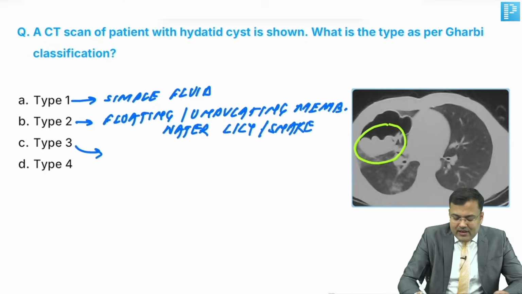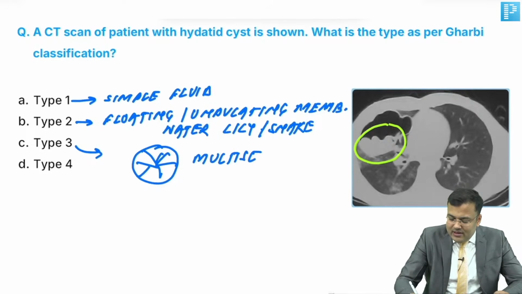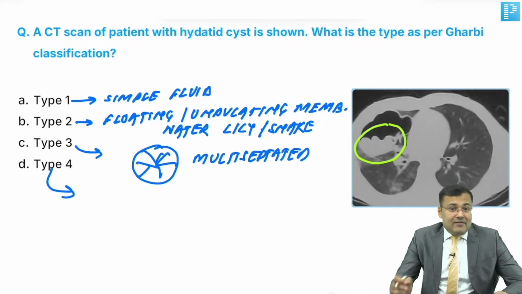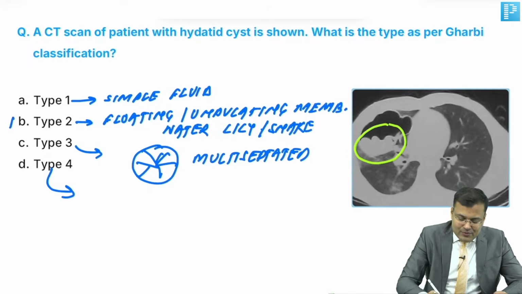What is type 3? Type 3 is multiseptated or multiloculated. That is known as honeycombing. What is type 4? Here there is complex heterogeneous mass. And what is type 5? Calcified cyst. So, floating membrane, undulating membrane, water lily, water snake, all these are seen in type 2.